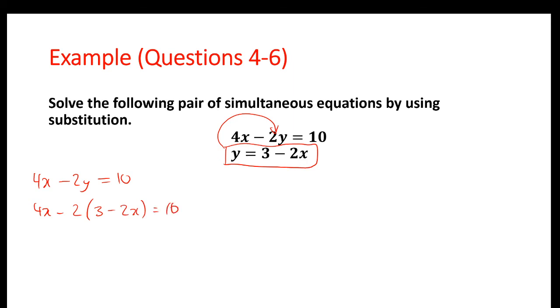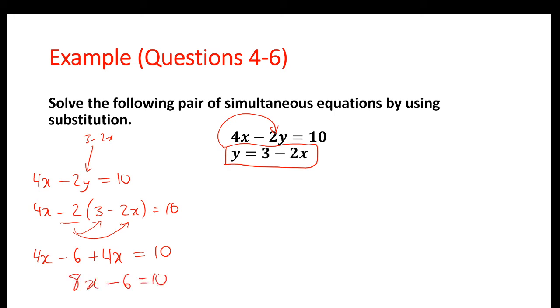By replacing the y in this equation with 3 minus 2x, and I'm going to put it in brackets because remember I'm going to be multiplying -2 by everything in here. So it's going to give me 4x on the outside, minus 2 times 3 is minus 6, minus 2 times -2 is plus 4x, and that's equal to 10. Continuing on, 4x plus 4x is equal to 8x minus 6, which is equal to 10.